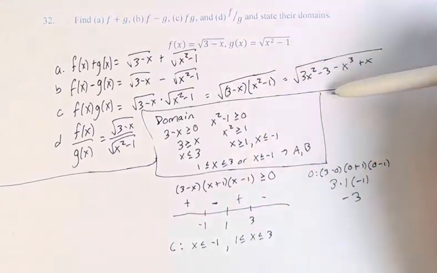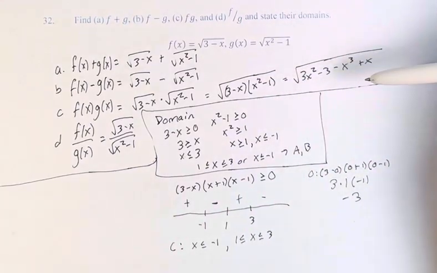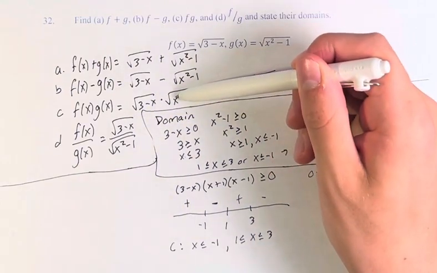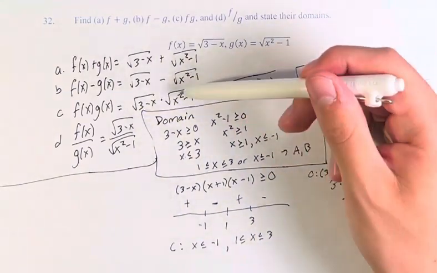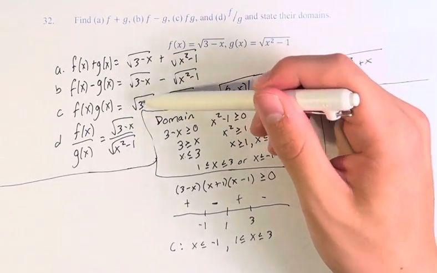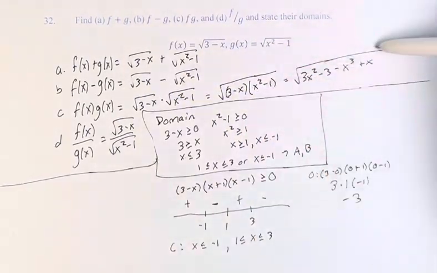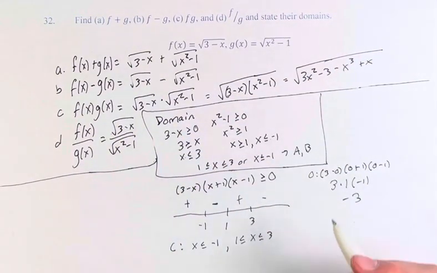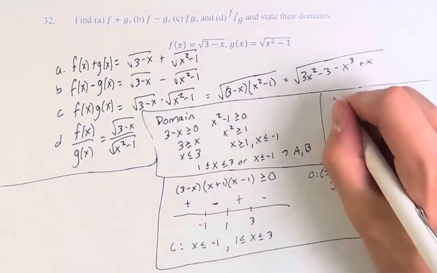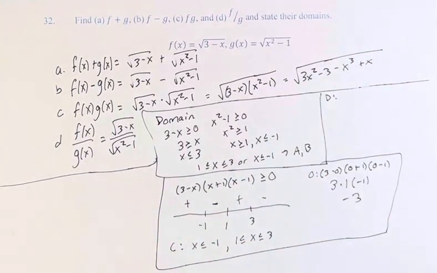Because in this final form, the restrictions on the domain come from the original functions. And so we can say that the values that are not allowed in this and in this are also not allowed in this because it is a product of them. So that's c. We can do d up here in the last little bit.